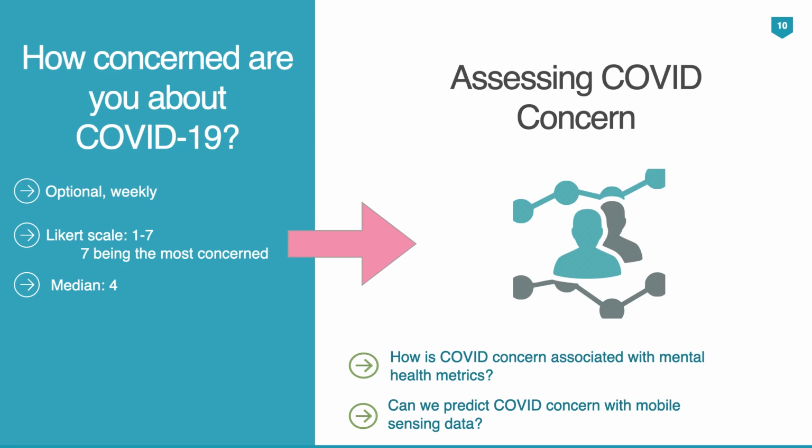So far, we looked at behavioral changes because of COVID and how we have subgroups of students who reacted to the pandemic differently. Our focus moving forward will be the COVID-1 question. That is, how concerned are you about COVID-19? Given the significance of COVID, we're interested in learning if COVID concern is associated with mental health and whether we can use passive assessment to monitor and predict COVID concern of participants.